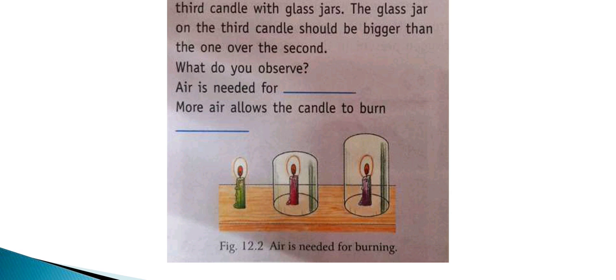So the process of burning cannot continue without a continuous supply of air or oxygen. In other words, the process of burning can occur only in the presence of oxygen, meaning in the presence of air. So air is needed for burning. More air allows the candle to burn for a longer period of time. So through activity 1, we have seen that air is needed for burning.